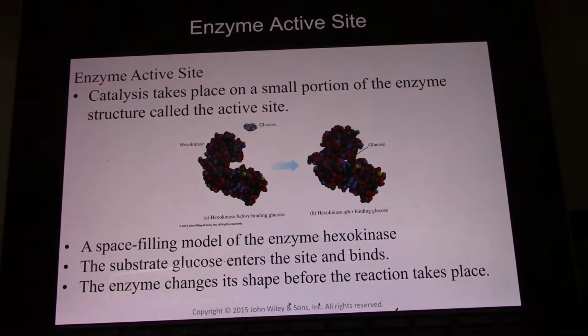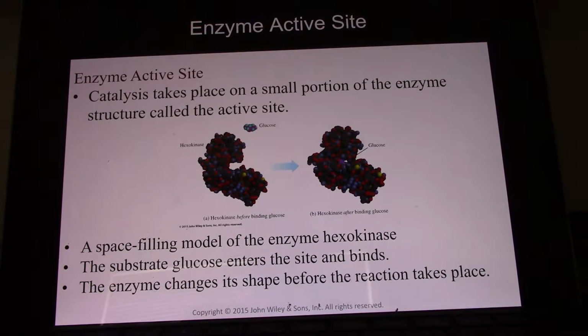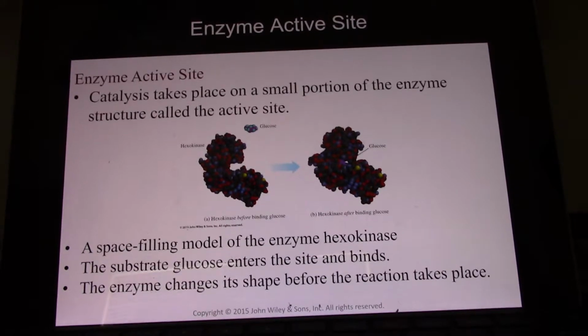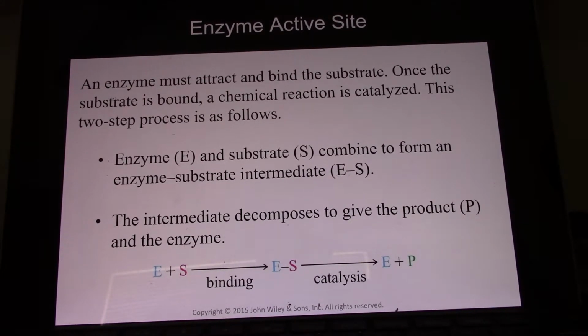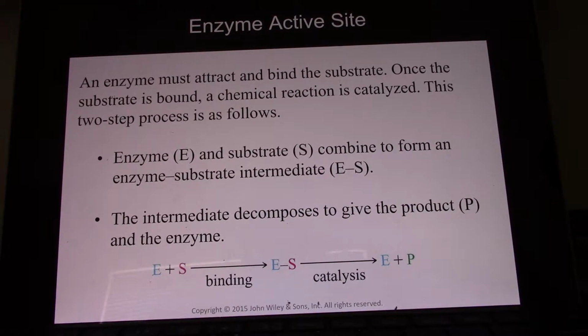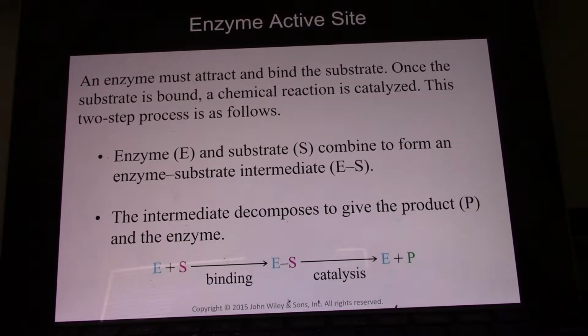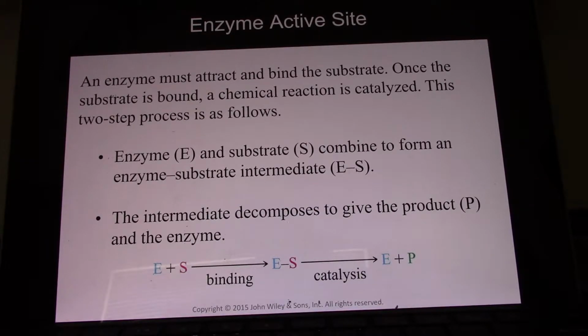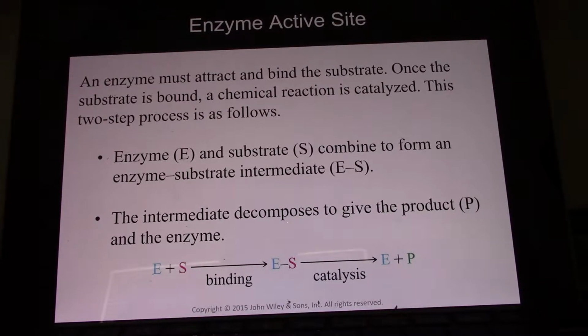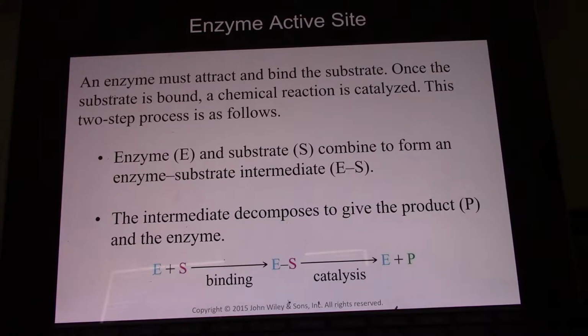Whereas the substrate binds and then the enzyme contorts its shape to have the perfect shape, and then the reaction occurs. So an enzyme must attract and bind the substrate. Once the substrate is bound, a chemical reaction is catalyzed. This two-step process is as follows. The enzyme and the substrate combine to form the intermediate, the enzyme bound to the substrate. Then that decomposes to produce the enzyme and the product.